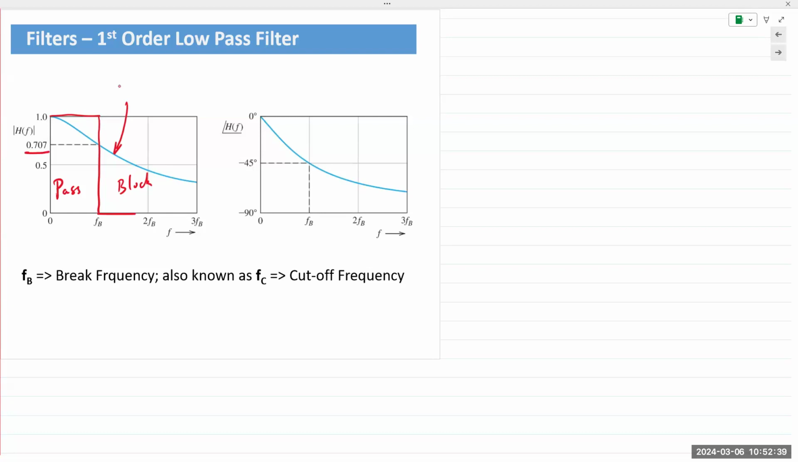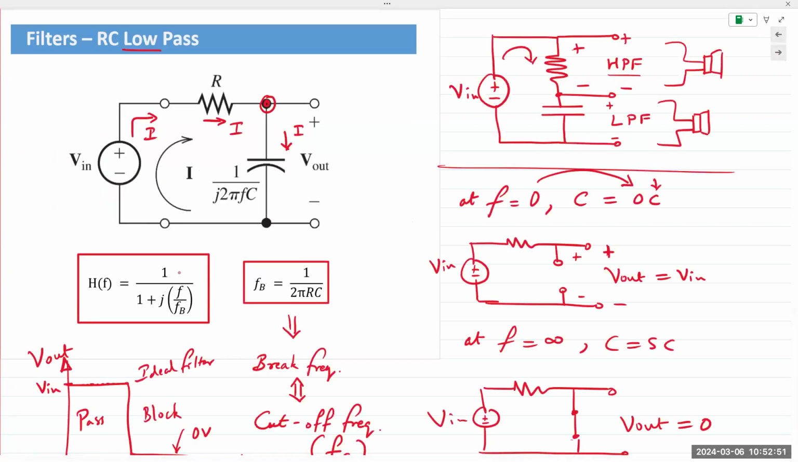So, 70.71% of V in. And you can quantitatively or mathematically find that value when you plug in F equals FB in this equation.